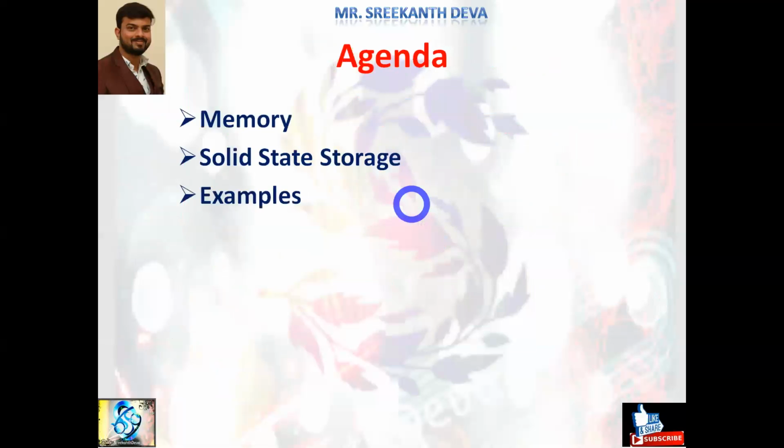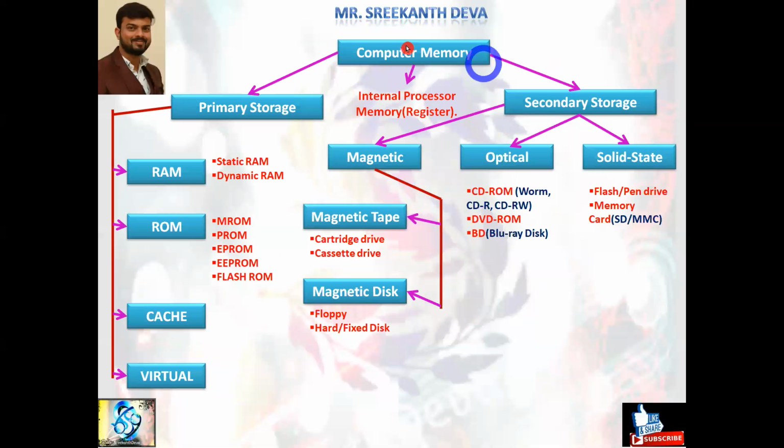See, observe here. In the computer memory I explained clearly all the topics like registers, different types of registers, characteristics, features, and history. In the primary storages we discussed in detail about RAM, different types of RAMs like SRAM and DRAM, in the ROM, MROM, PROM, EPROM, EEPROM, and flash ROM, cache memory, and virtual memories. Coming to secondary storages, I explained clearly about magnetic tape and magnetic disk.